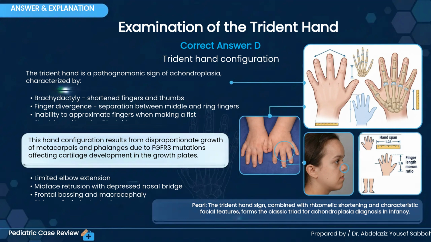It is characterized by brachydactyly with shortened fingers and thumbs, finger divergence, meaning separation between the middle and ring fingers, inability to approximate fingers when making a fist, and short broad hands with a stubby appearance. This hand pattern results from disproportionate growth of metacarpals and phalanges due to fibroblast growth factor receptor 3 mutations affecting cartilage development in the growth plates. Blue sclerae are associated with osteogenesis imperfecta, not achondroplasia. Saber shins are seen in congenital syphilis and Paget disease. The classic diagnostic triad for achondroplasia in infancy combines the trident hand, rhizomelic limb shortening, and characteristic facial features.